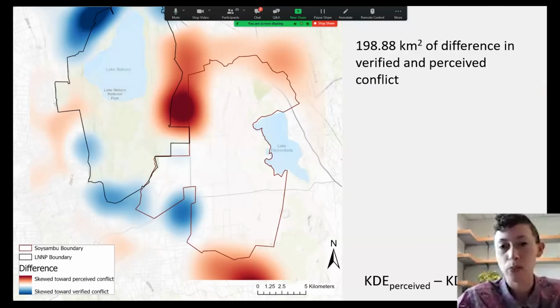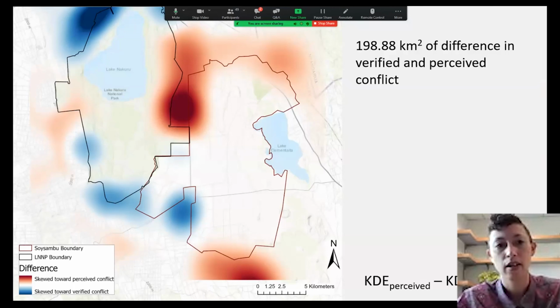Now, from this process, we were able to see that about 20% of the study area showed a mismatch between people's perceptions about livestock kills and the livestock kills that were recorded by the government. So basically, the areas that you can see in red are places where people have drawn on the map that they've seen a lot of different livestock kills happening in their communities, but the government hasn't recorded or verified those. Whereas the opposite holds true for the blue.